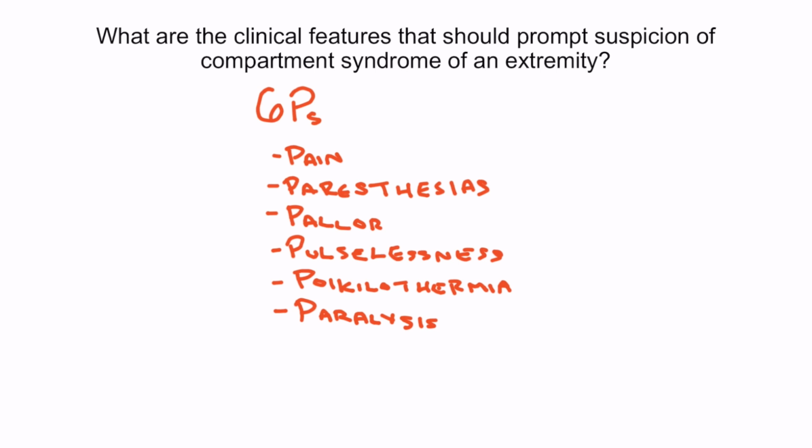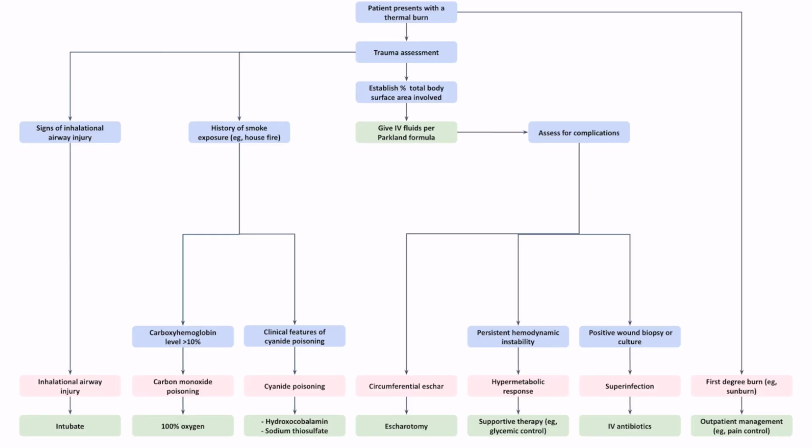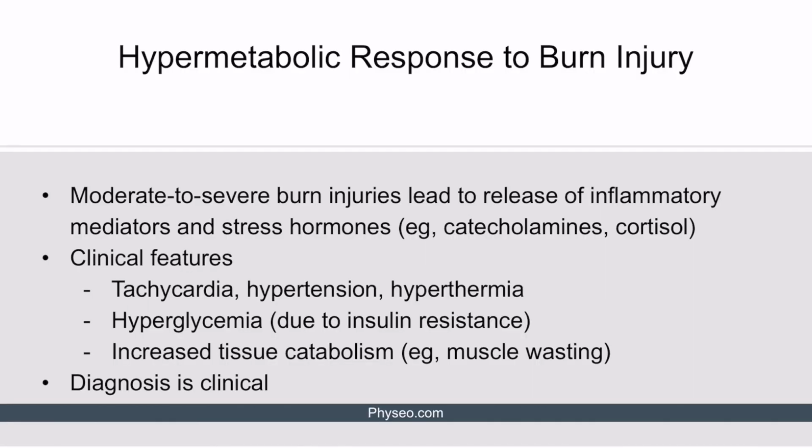Notably, pain and paresthesias are the earliest findings of compartment syndrome, and these symptoms should be taken very seriously in patients with circumferential eschars. Okay, moving along in the assessment of complications. Some patients can develop persistent hemodynamic instability following extensive burn injuries, which should prompt consideration of a hypermetabolic response as a potential complication.